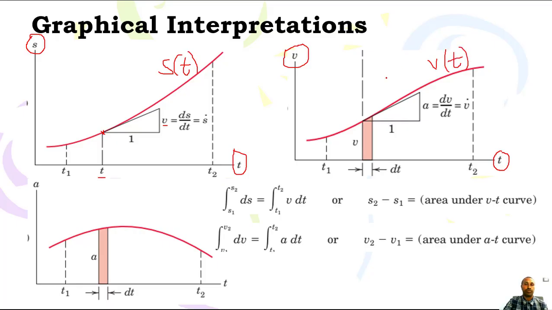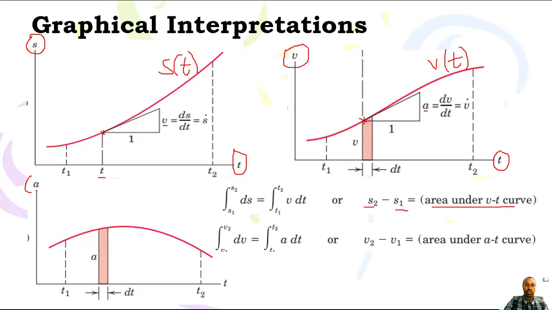Then if you differentiate this function, it will automatically give you the acceleration. The gradient or slope of the velocity function at any point will give you the acceleration at that point. Or the area under the velocity-time curve will give you the distance traveled by the body. So the integral of ds from s1 to s2 equals the integral from t1 to t2 of v dt, which is the area under the curve between s2 and s1. So this is the distance traveled.